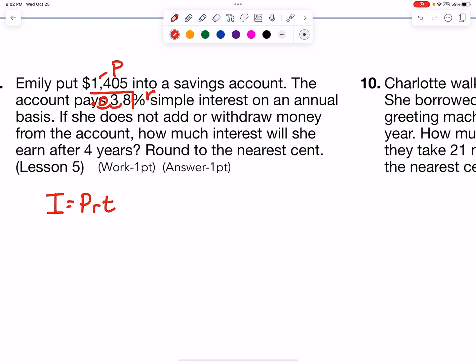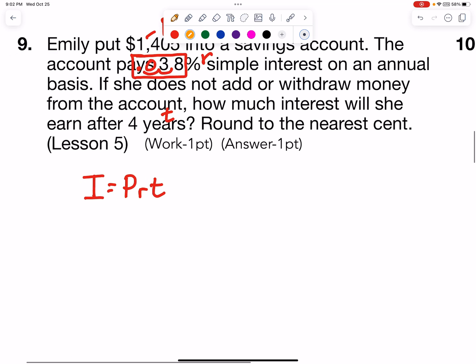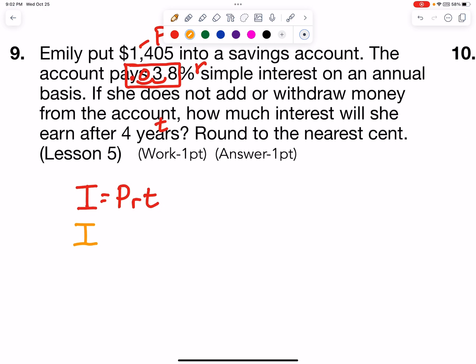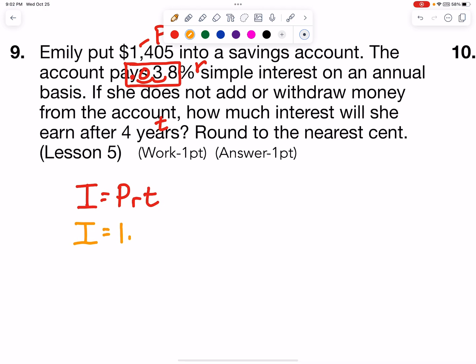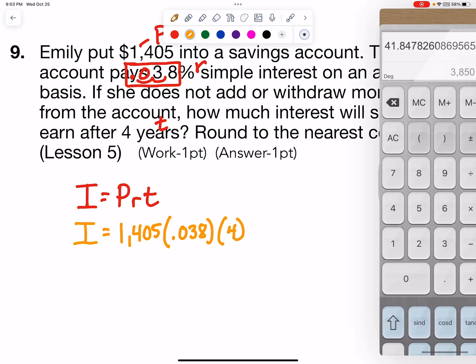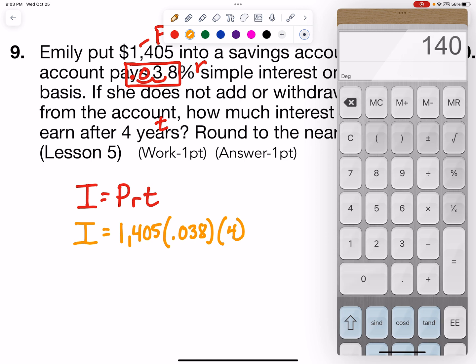Okay, and one of my tips to you was box the new percentage. So there's our rate. And then how much interest after 4 years? So there's my time. So let's go ahead and fill this out now. We don't know the interest earned or owed. This one is a savings account, so it's going to be earned. I know the principal of 1405, multiply by the rate, which is 0.038, and it is a 4-year savings account. So 1405, we'll multiply everything out, 0.038 times 4 years.